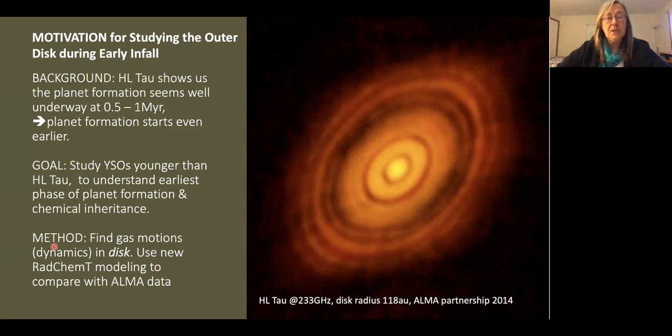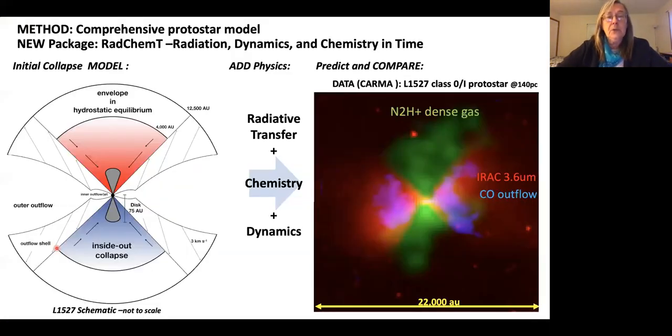Following the gas motions means that we can trace chemical inheritance from the interstellar medium to the disk and to the forming planets. Therefore, we can use ALMA to trace gas motions if we have good theoretical models that include chemistry. We have put together a comprehensive protostar modeling package that we call RadChemT, which stands for Radiation, Chemistry, and Dynamics in Time.